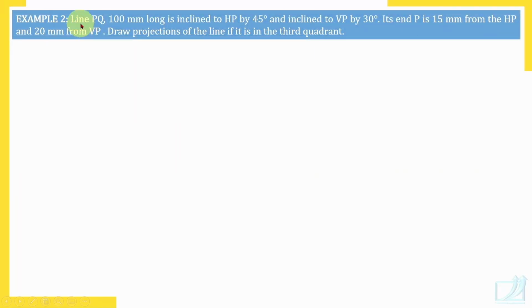Read the problem. Line PQ is 100 mm long. Now while reading the problem, immediately, with a thin, faint pencil, you write the data here. Use notations. So true length is 100 mm. Line is inclined to HP by 45 degrees. Remember, it is a clear statement, there is no possibility of confusion.